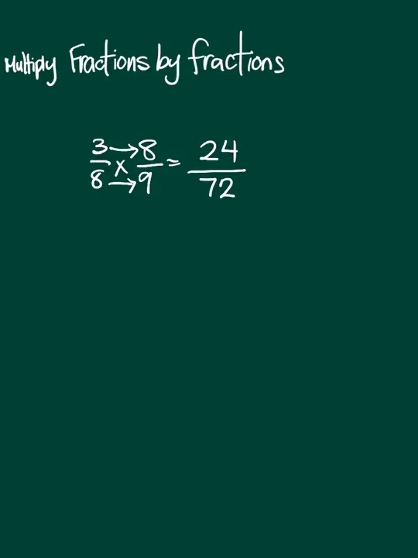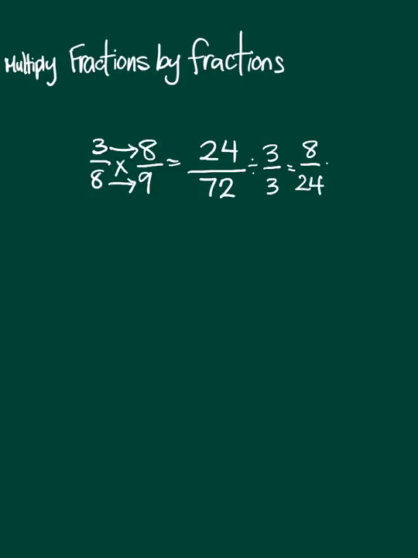I want to think what number can be divided into both of these. I know I can divide 2 into both of them, and 3. You want to think what prime number divides into both of them. So let's divide each of these by 3. And 24 divided by 3 is 8. And 72 divided by 3 is 24.